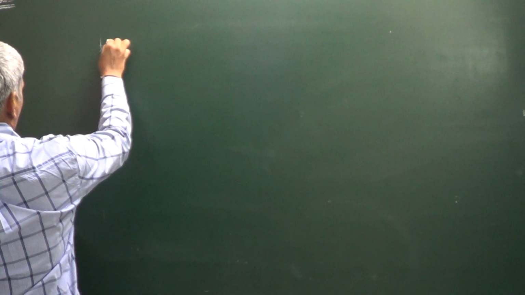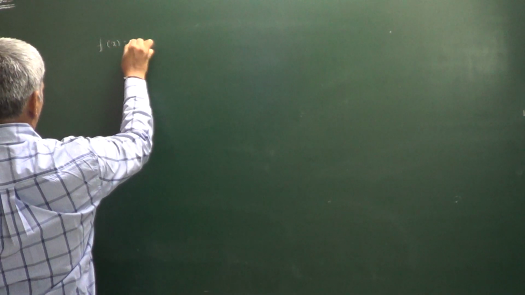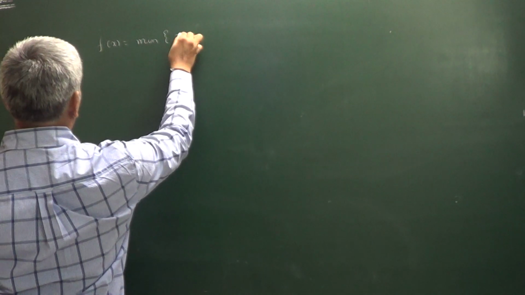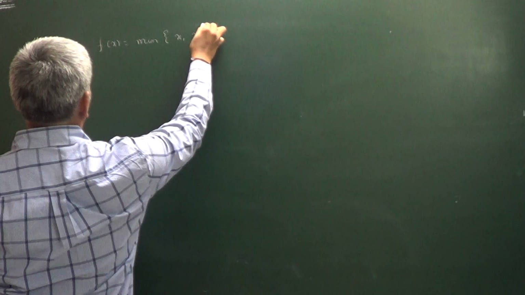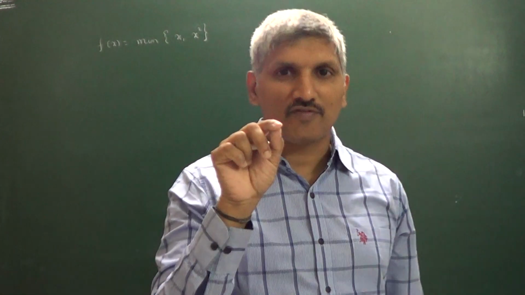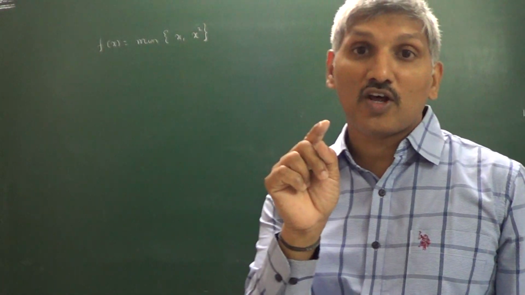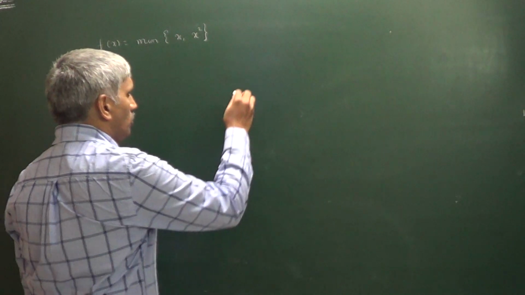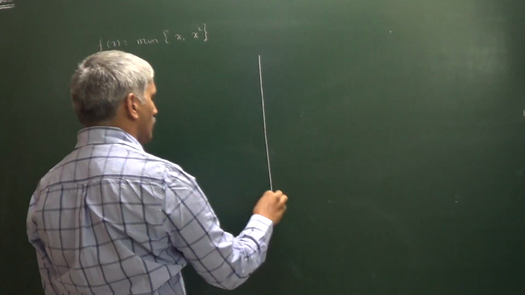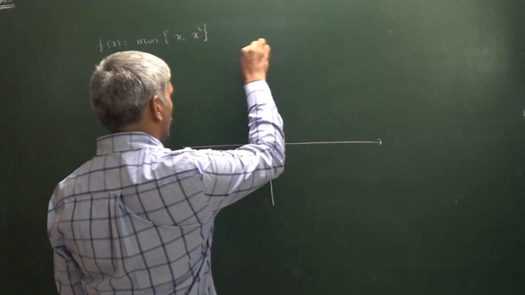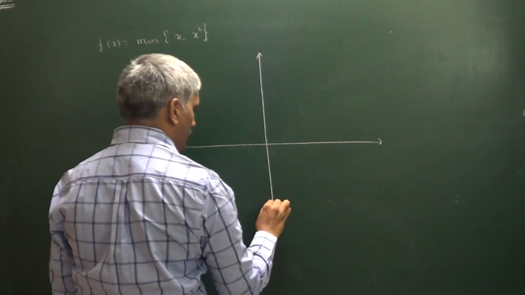F of x is equal to minimum of x comma x square. Then he is asking the number of points of discontinuity and the number of points of non-differentiability. Okay, I hope everyone knows how to draw the graph of f of x is equal to x and f of x is equal to x square.